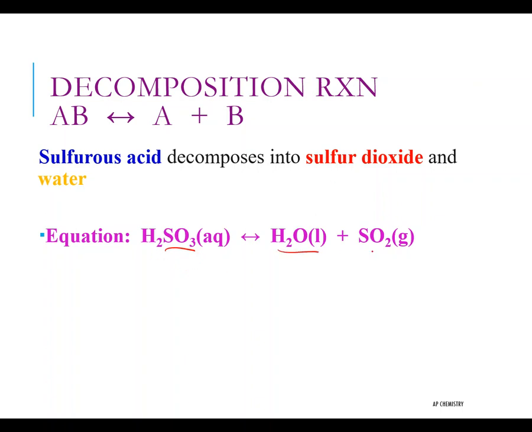It breaks down into water and sulfur dioxide gas. So that's a normal pattern. We're going to revisit this when we get to double replacement, because if you get sulfurous acid as a byproduct, it automatically decomposes. So it's sort of like a secondary reaction to the primary reaction.